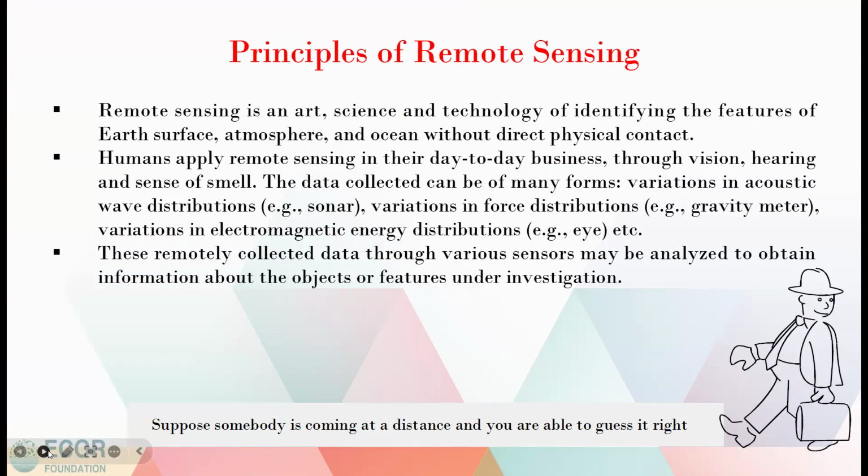Remote sensing is basically the art and science of figuring out what's happening on the earth, whether it is on land or in ocean or up in the atmosphere, without actually touching it. Instead of physically being there, we can use this tool and technology to gather information from a distance.